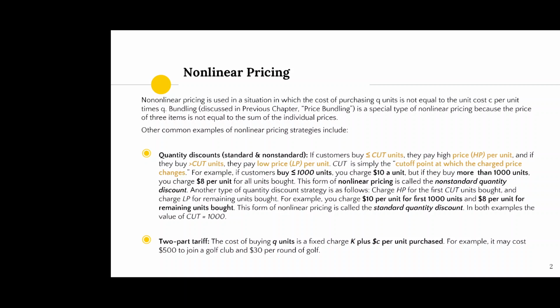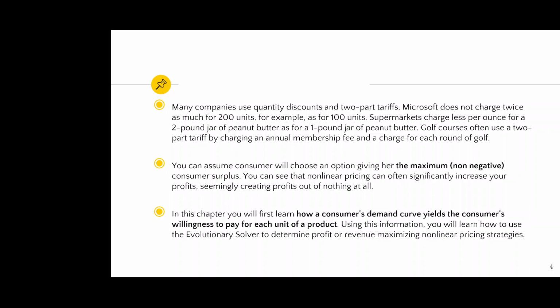So the cost of buying Q units is fixed, and it charges K plus a certain number of dollars per unit purchased. So for example, you pay $500 to join a golf club, and then $30 per round of golf. Many companies are using these quantity discounts and two-part tariffs. There are some examples here in the slides, as you can see. It is basically a way to incent companies to buy more. It's like an incentive to buy more.